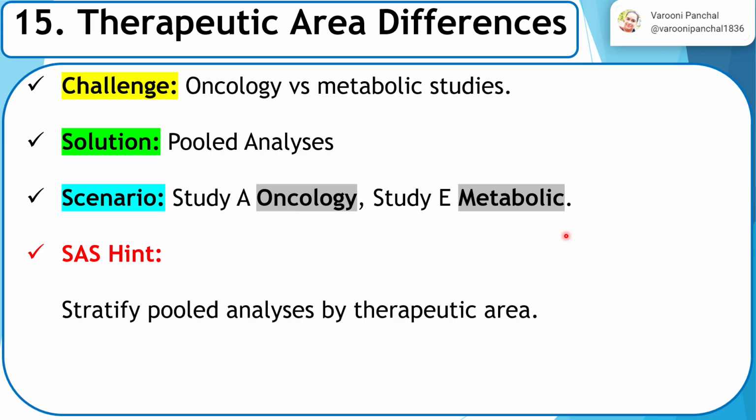So it's very essential, because even the analysis is different. When you come to oncology, you will have survival analysis, then OS and PFS, progression free survival, whereas in metabolic a different kind of analysis will be used. So all these factors and challenges you will always come across whenever you're working on ISS and ISE studies.